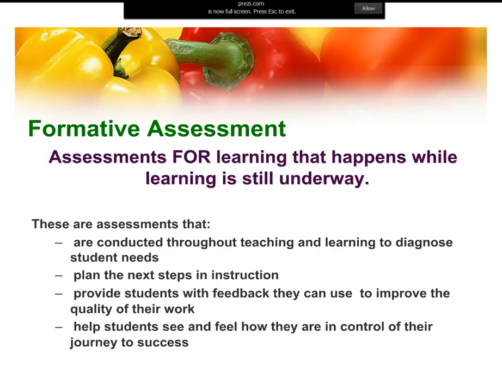So formative assessments, as we said, are for learning that happens while the learning is still underway. These are assessments that are conducted throughout the teaching and learning. These are pieces that are planned steps along the way. They provide students, as I said, with the feedback that they can use, that they can take ownership of their learning as they go through the process. It helps them to see and feel how they truly are in control of the journey, that they are the ones that this is all about. The teachers become facilitators rather than presenters.